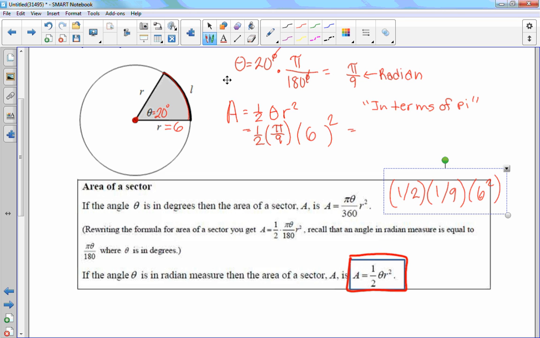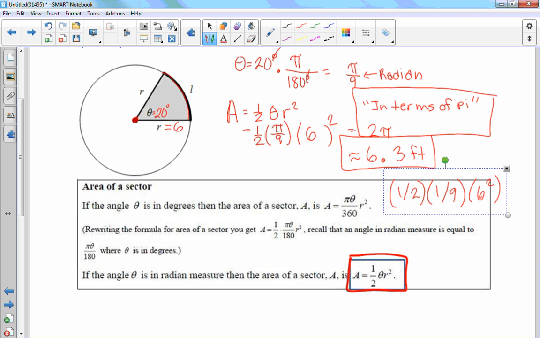Close. So in terms of pi, the area would be 2 pi, because the pi is still there. Now, if I ask you to round your decimal, what is 2 pi? We do 2 times pi. Approximately 6.28, and my directions on the homework say round to the tenth, so we say 6.3. So that's in terms of pi, and this one's a rounded decimal. It depends on what your directions asked for.